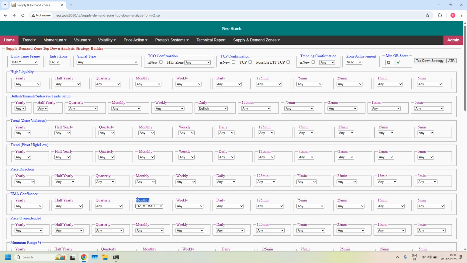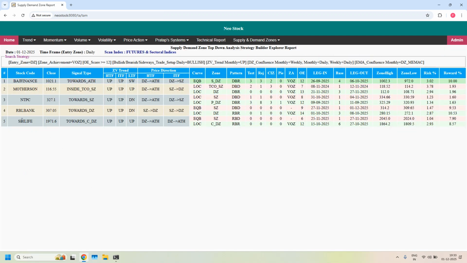So monthly demand zone having monthly EMA confluence, but EMA confluence does not work in a sideways market. We have one stock sideways, we should filter that stock. That's why in the trend at monthly time frame, I am not selecting sideways, I am selecting only uptrend because it is a bullish trade setup. Let's filter. So we got 5 stocks. Out of 8, one is filtered as sideways, and of the remaining 7, we got 5 stocks.